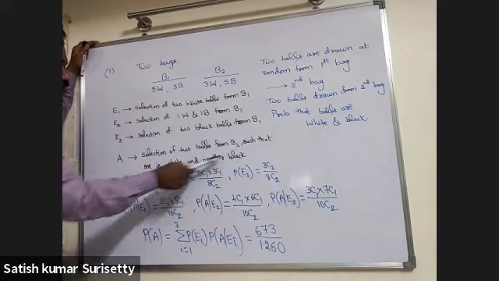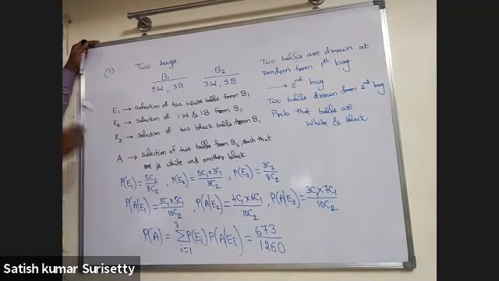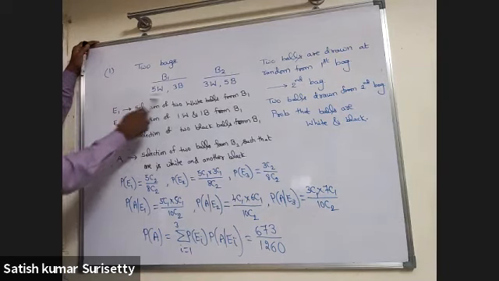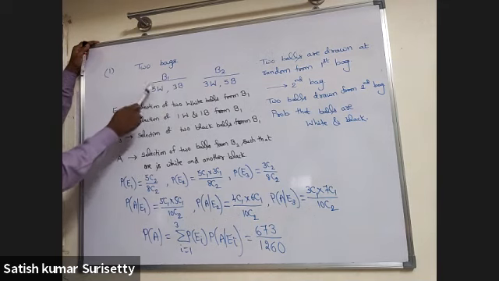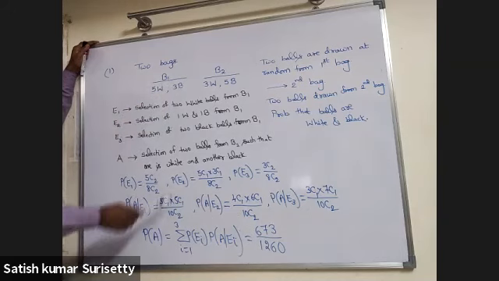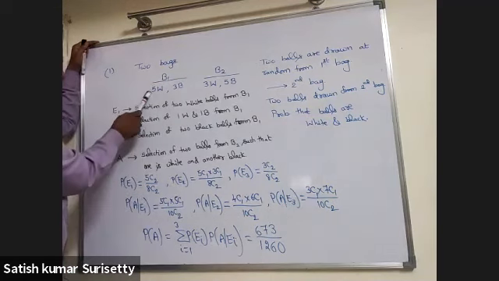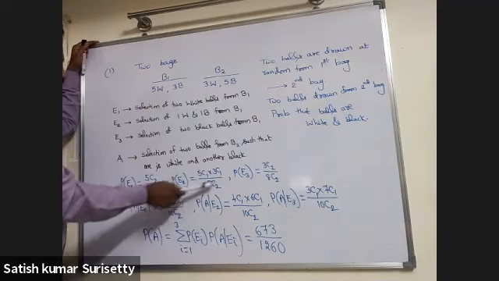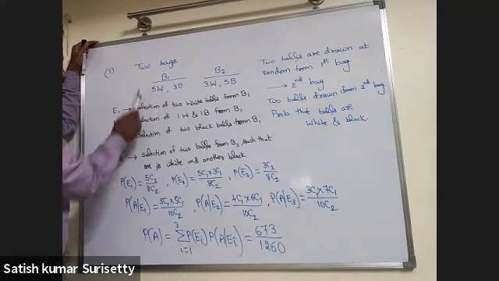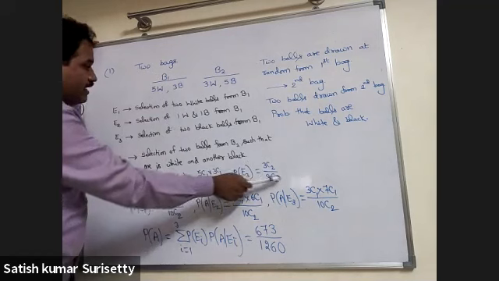Now the corresponding probabilities are: P of E1, means we are selecting 2 white balls from bag 1. Now 2 white balls means 5C2 upon total, which is 8, so 5C2 upon 8C2. Probability of E2, that is 1 white and 1 black: 5C1 into 3C1 upon 8C2. Probability of E3, 2 black balls from bag 1: that means 3C2 upon 8C2.